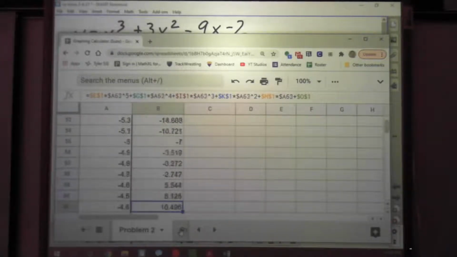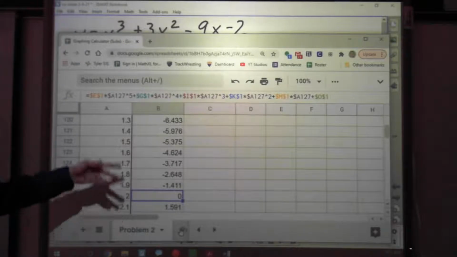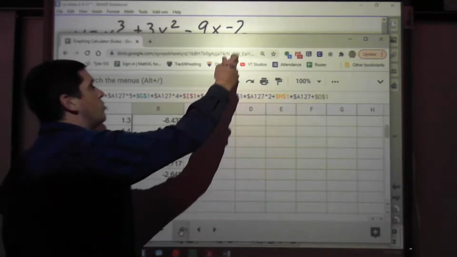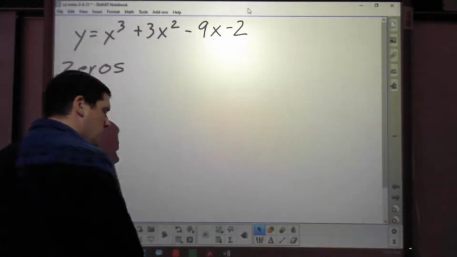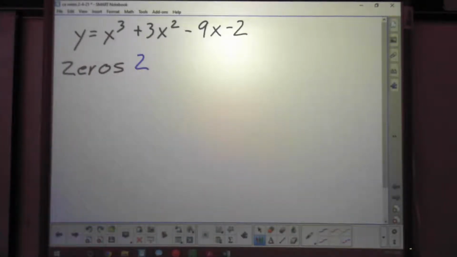As I'm scrolling through here, I'm not finding zeros on that negative side. That other guy looked like he was around 0. I'm not finding a 0 around 0. I do find a 0 here. I do find one of my zeros. Okay, so I know 2 is a 0. Great. So there's a 0. It's a 2.